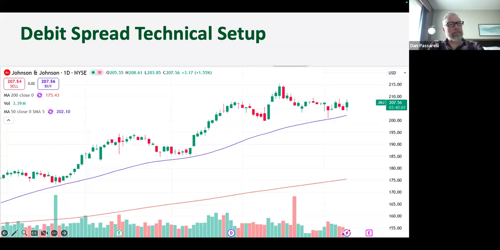Let's take Johnson and Johnson. It's been trending somewhat higher. Been seeing higher highs, higher lows, although we've been a little bit neutral lately. The 50-day moving average is acting as support. Stock kind of bounces off that. So let's say we want to play this bullish, but not mega bullish, right? Just somewhat bullish.